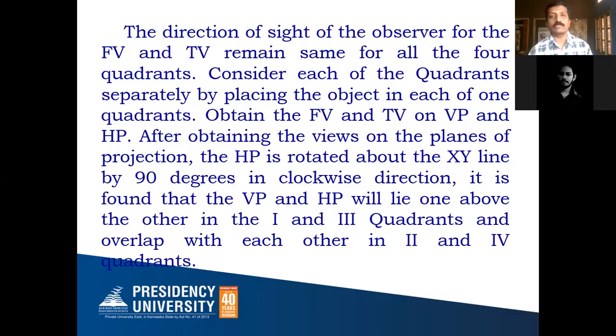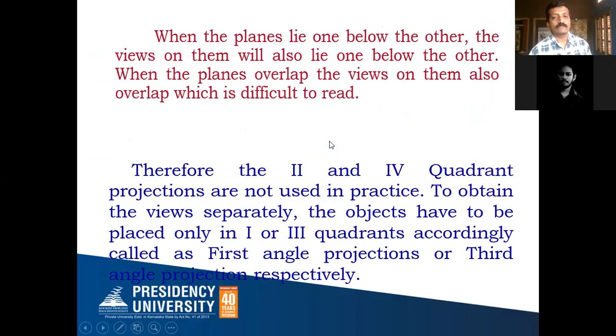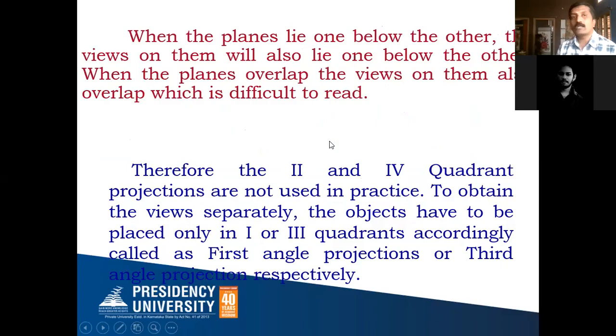I hope all of you have understood this exercise, and at the end, what we can conclude. The first and third quadrant systems are widely used all over the world or the globe. Why? Because in the first and third quadrants, the planes of projection, HP and VP, won't overlap with each other. If the planes are not overlapping, the views also won't overlap. The front view and top view you can draw separately and distinctly.